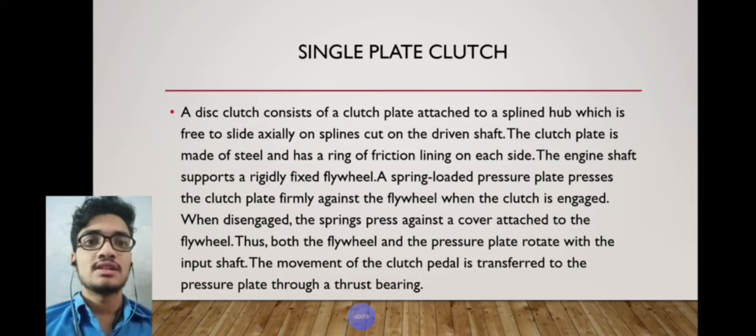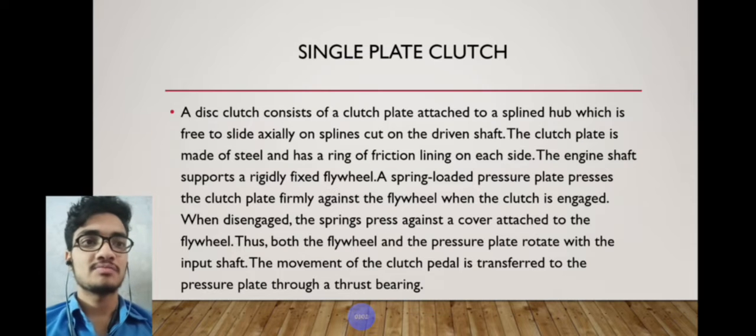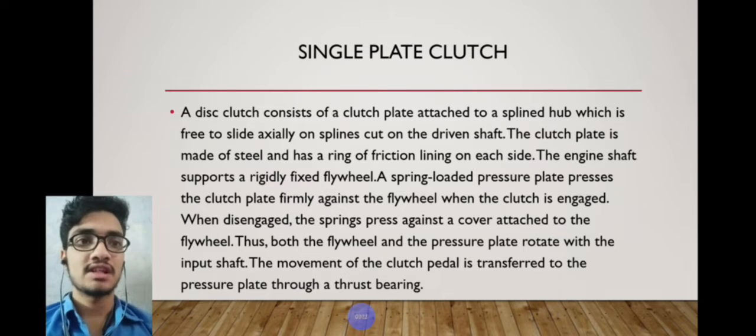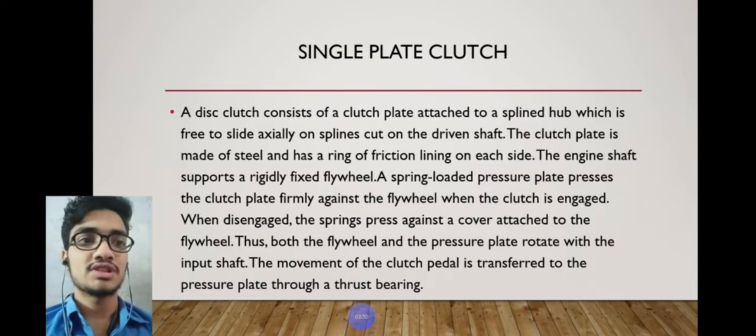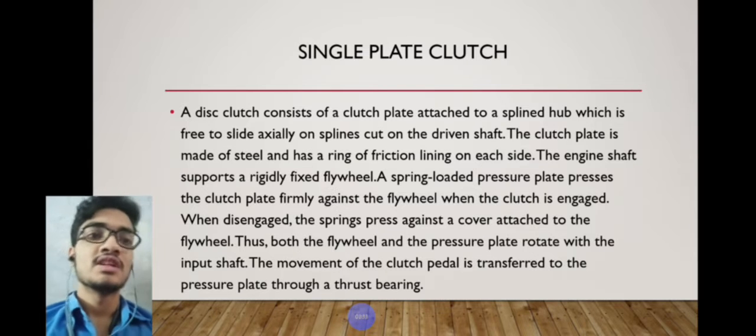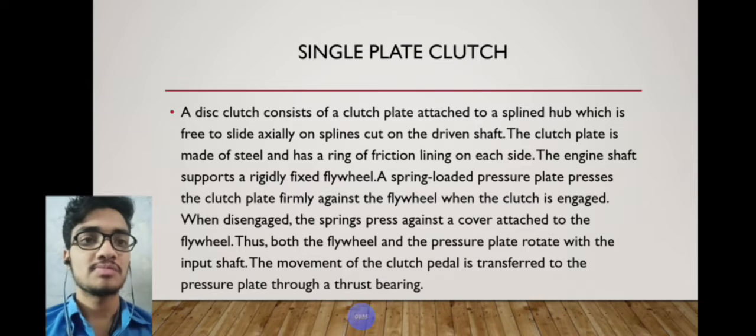Single plate clutch. A disc clutch consists of a clutch plate attached to a splined hub, which is free to slide axially on splines cut on the driven shaft. The plate is made of steel and has a ring of friction lining on its side. The engine shaft supports a rigidly fixed flywheel. A spring-loaded pressure plate presses the clutch plate firmly against the flywheel when the clutch is engaged. When disengaged, a spring presses against the cover attached to the flywheel. Thus, both the flywheel and pressure plate rotate with the input shaft. The movement of the clutch pedal is transferred to the pressure plate through a thrust bearing.